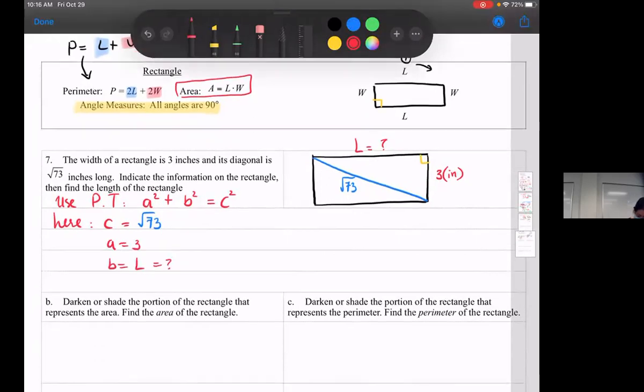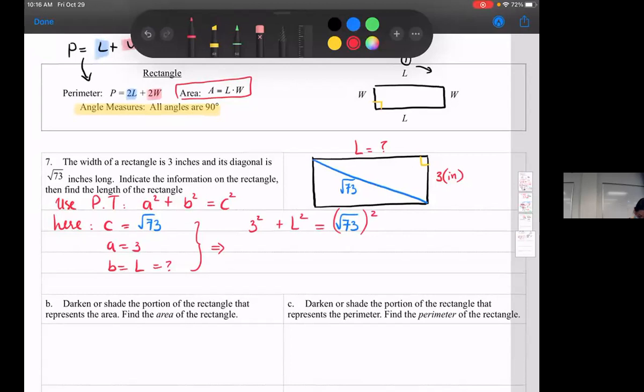So plug it all in. What do you have? A square is 3 square. B square is L square. You can leave it b square too, I don't mind. C square is square root of 73 square. Good. Then 3 square is 9 plus L square. Square root of 73 square is 73. The square and the square root cancel.